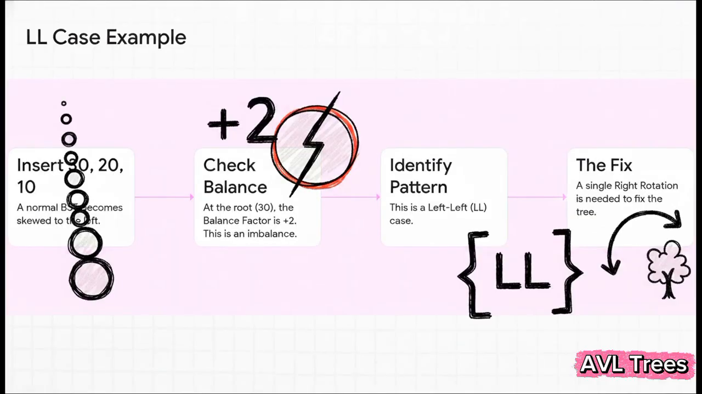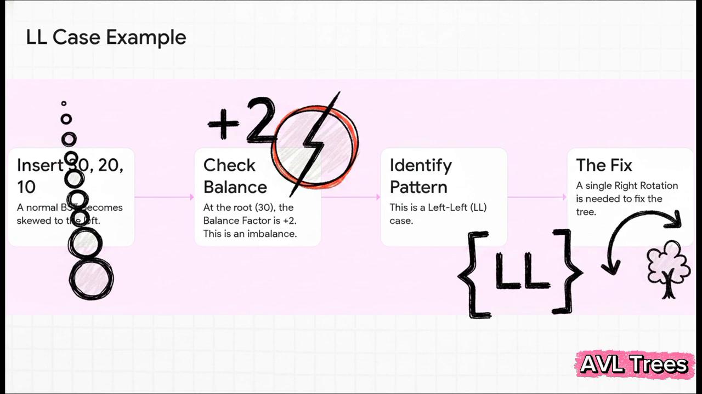All right, let's get our hands dirty with a real example. Imagine we insert the number 30, then 20, then 10. What we get is this tall, skinny chain. So let's calculate the balance factor for the root node 30. The height of its left subtree is 2. That's the path from 30 down to 10. The right subtree is empty, so its height is 0. 2 minus 0 gives us a balance factor of +2. And boom, that's a violation of our rule.